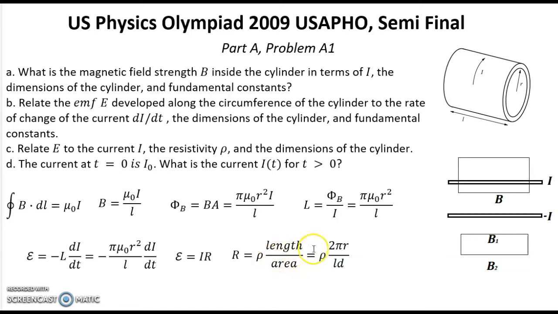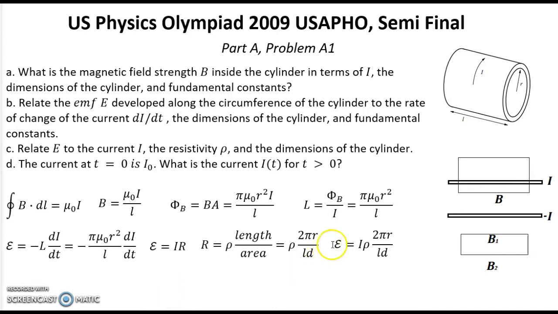In our case that will be length 2πr divided by L multiplied by d. That's the cross-section for our cylinder. And EMF could be rewritten like this. This is the equation for EMF for part C. And now we have the last question: the current at time t equals 0 is I0. What is the current as a function of time?